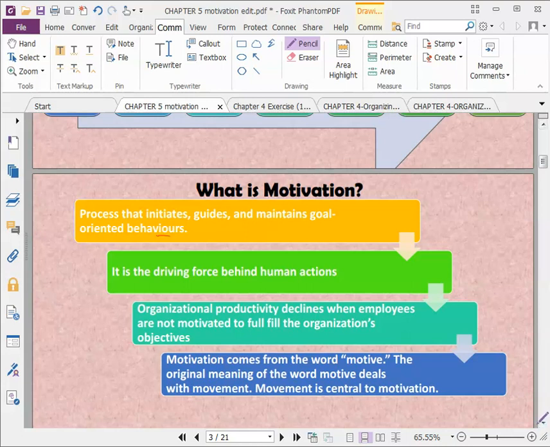Same goes for the employees in an organization. Okay, what motivates them so that they will perform better in their tasks, and of course, to achieve the goals of an organization? For example, if the goal of the organization is to get a profit, to increase the profit of an organization, what motivates employees to help the organization increase the profit? Okay, that is the motivation or driving force.